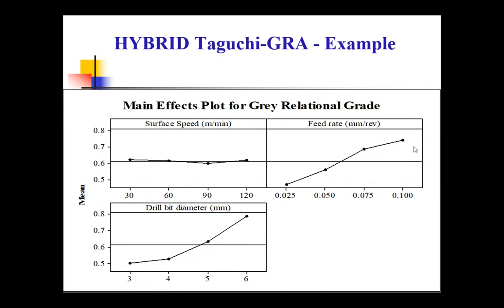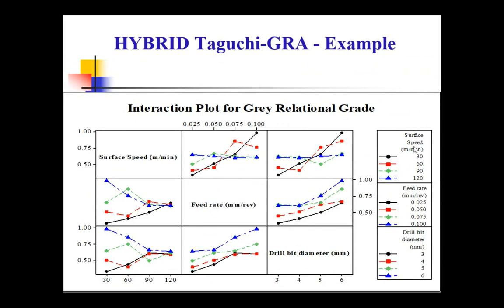So these are our inferences, and the interaction plot we can see. Since we have considered four level values, here you can see the non-parallel lines are higher. That is, definitely some amount of interaction exists between surface speed and feed rate. In most of the cases, there will be parallel lines, but in some cases, there are some deviations. And between feed rate and drill diameter, no interaction exists because it is represented by parallel lines. Whereas between surface speed and feed rate, and surface speed and the drill bit diameter, we have some interaction as it is represented by means of the non-parallel lines.